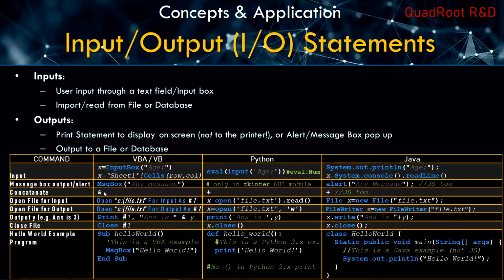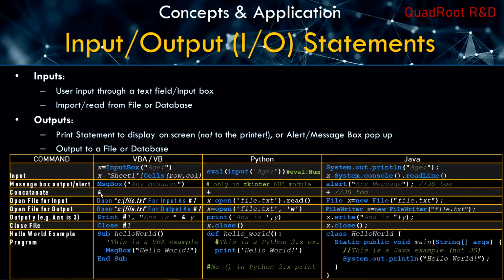Now you can concatenate the result along with a string. Instead of a string here, you can output a variable. You could say message box in brackets and the variable name which has the result. Or you could have a combination of a string and the variable. For example, the answer is, and then a space, and then you can add the variable. But you combine that using a concatenate operator.